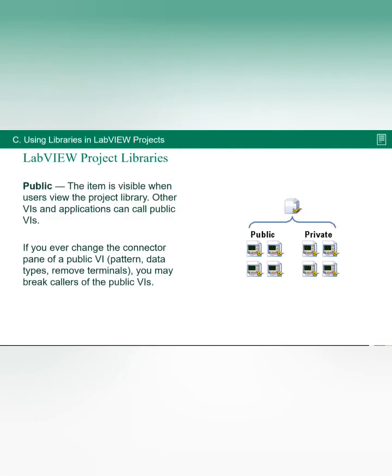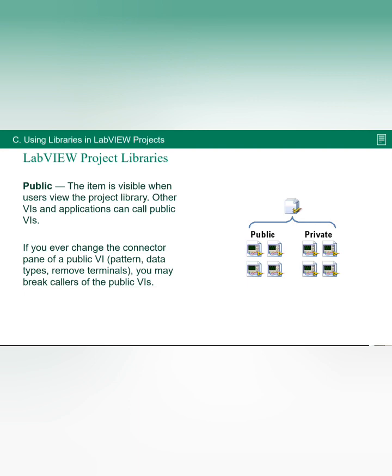A public VI in a library is callable by things outside the library. So if you give me an LVlib and there are any VIs in there that are public, I will be able to call those in my own code outside of your library. This is the default scope whenever you first create a library and first create VIs within it. They will be public by default.